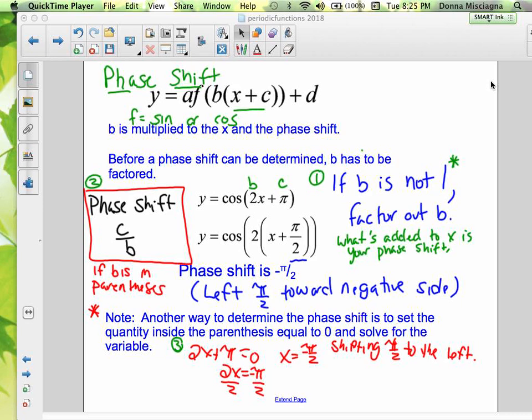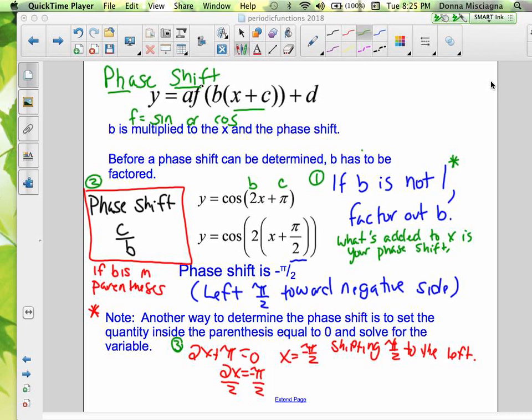So if your b, remember that number, the coefficient in front of x that we use to find the period, if that's factored out away from the x, so it's been factored out, it's not part of the x anymore, it's in front of the parentheses, then our phase shift is just the value in the parentheses. But just like all of our functions, when we subtract, we have x minus, it means we're going to shift to the right. If we have x plus, we're going to shift to the left.